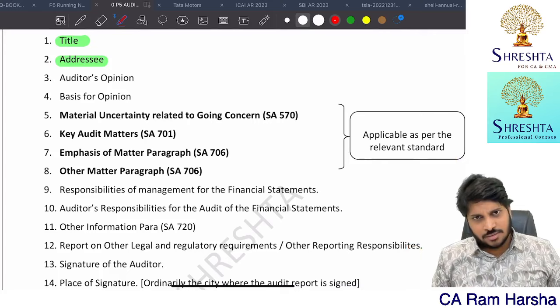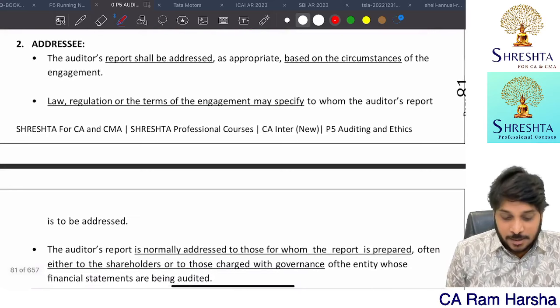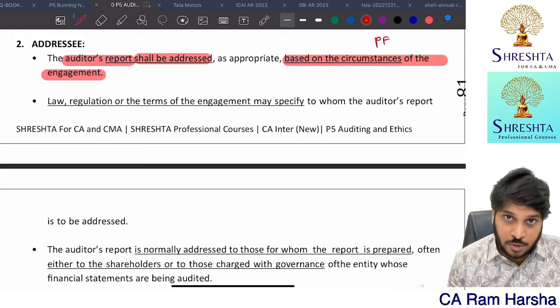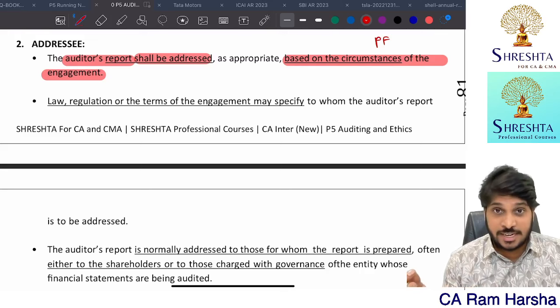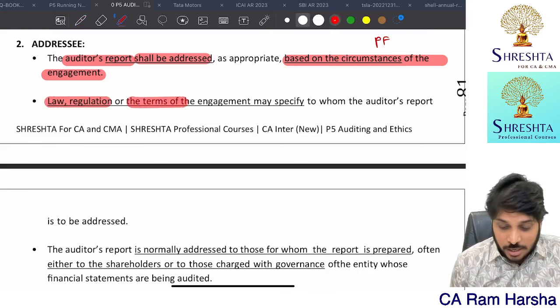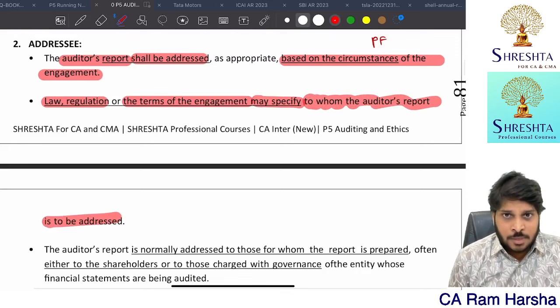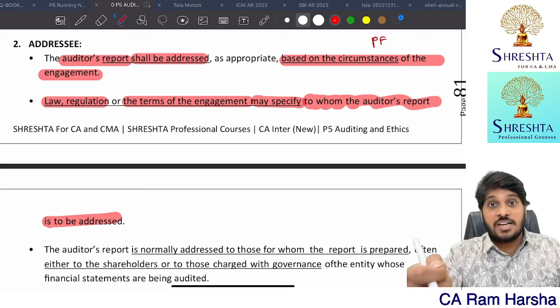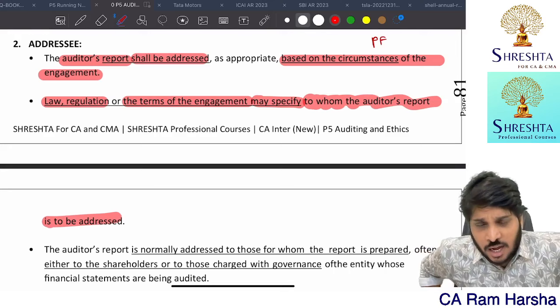Able to understand. Now look at, let's finish what is addressee. Addressee is what? The auditor's report shall be addressed based on the circumstances of the engagement. Suppose if the circumstance of the engagement is audit of a partnership firm, to the partners; audit of a sole proprietor, to the proprietor; audit of a corporate society, to the society management. Law and regulation or terms of the engagement may specify to whom the report has to be addressed. Generally in case of listed company audits like Tata Motors, the law, company law itself, clearly says the auditor has to give a report to the members of the entity. There is Section 143 subsection 2 which says Tata Motors has to give a report to the members of the entity. Getting it?